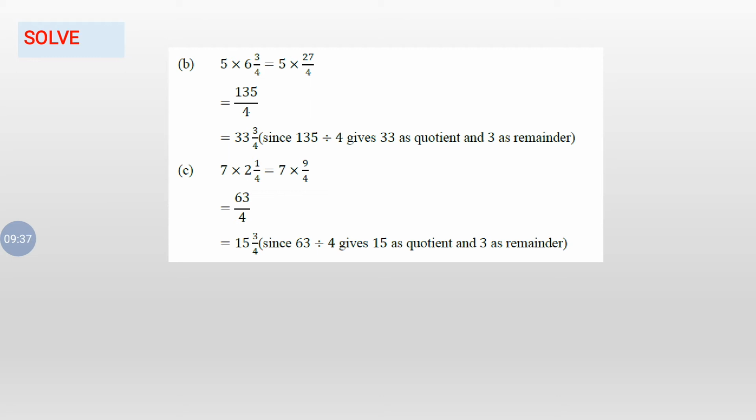So 63 divided by 4. That is an improper fraction, so improper fractions are converted into mixed fractions. 15 is the quotient and 3 is the remainder. So 15 is the whole number, 3 is the remainder, 4 is the divisor. So 15 3 by 4. We get the value 15 3 by 4. 15 4s are 60, 60 plus 3 is 63 by 4.